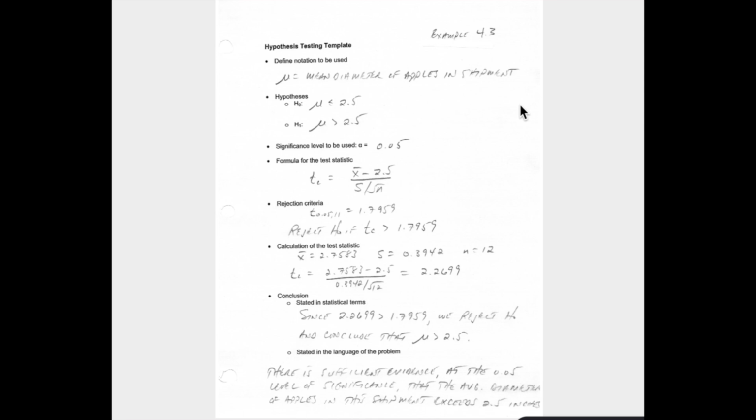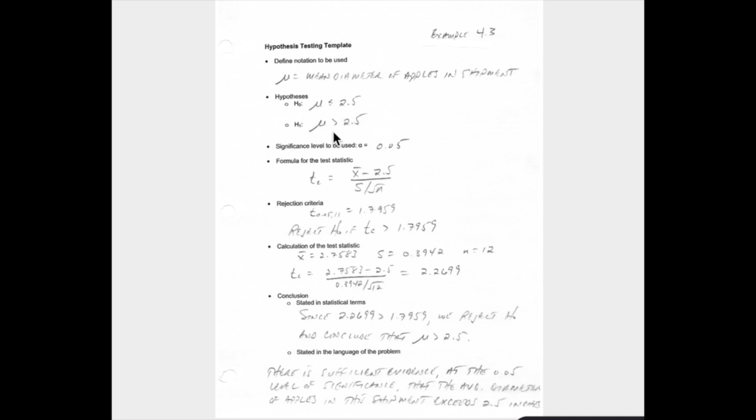All right, so for this example, first I'm going to define the notation to be used in setting up the hypotheses. And so I'll let mu denote the mean diameter of apples in the entire shipment. The buyer wants to see, is there enough evidence to show that mu is greater than 2.5? The buyer is not going to pay the premium unless there is sufficient evidence to indicate that the premium should be paid. All right, and that corresponds to mu being greater than 2.5. So that's what he or she is trying to prove. So we're going to put that in the alternative hypothesis.